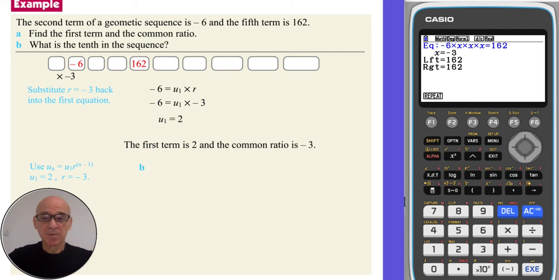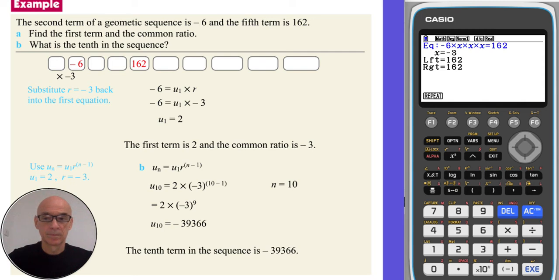To find the 10th term of the sequence, we use the formula for the nth term and replace u1 with 2, r with negative 3, and n for the 10th term with 10. Given a value of negative 39,366. And this can be verified by calculating the missing terms, as shown.